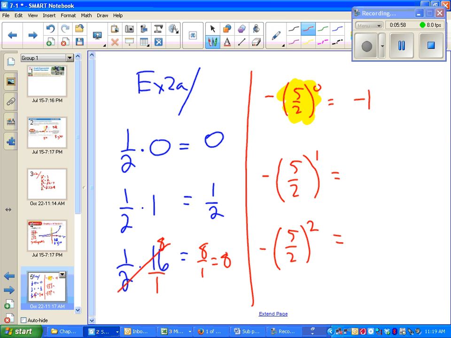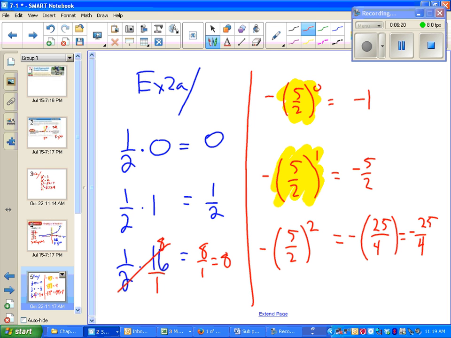Anything to the first power is itself, but the negative on the outside makes the whole thing negative. And anything squared, even when we square a fraction, we're just going to get the 5 squared over the 2 squared. Negative on the outside.